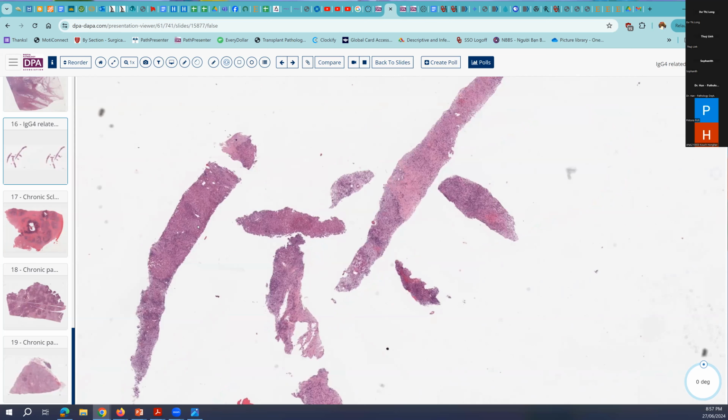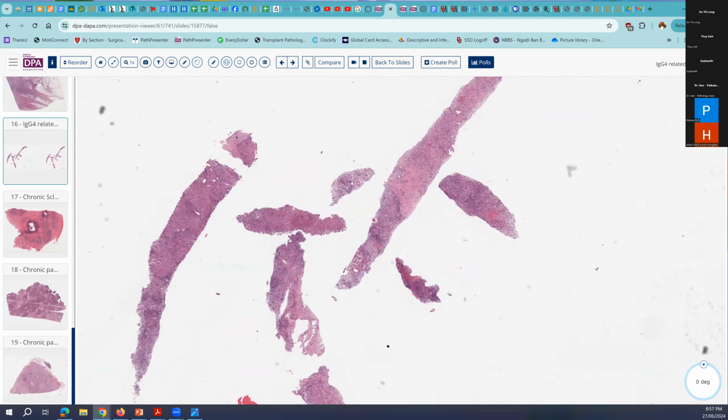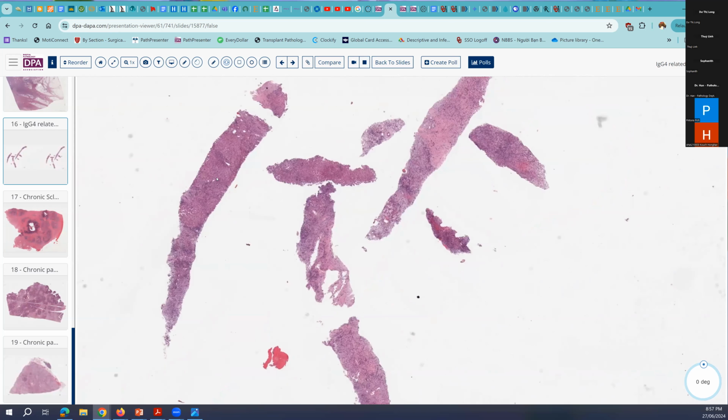And the other thing that you can suggest in this setting is, if you really feel strongly that that's what this is, a trial of steroids should have quite a dramatic response. So sometimes the therapeutic trial can be your confirmatory test, and quicker and faster than waiting for the stains.